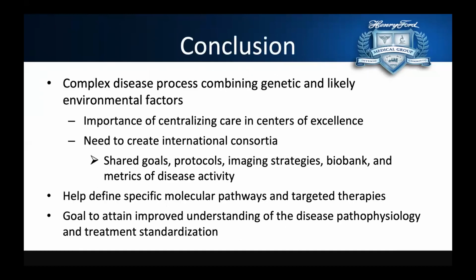And just to end things off, as we are all aware, and that's why we have this discussion, sarcoid is a complex disease, right? It has a lot of genetic and environmental factors. I think there's importance of centralizing care and centers of excellence. And there is a need to create international consortia where we have shared goals, protocols, imaging, biobank, metrics of disease activity. And this would help us define specific molecular pathways and targeted therapies, because ultimately our goal is to attain an improved understanding of the disease pathophysiology and standardized treatment across institutions. Thank you.